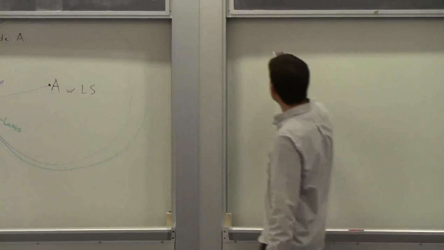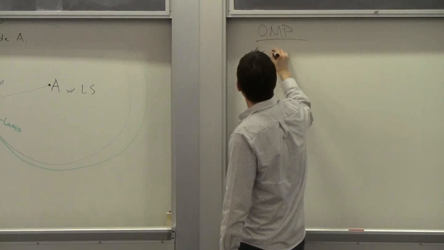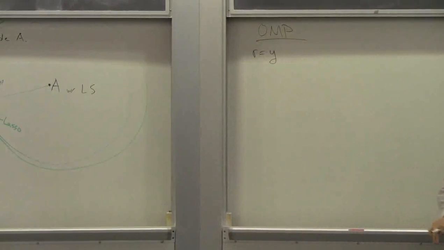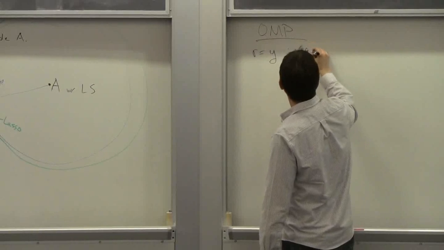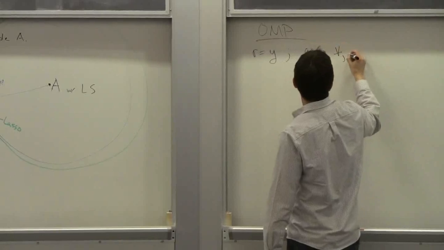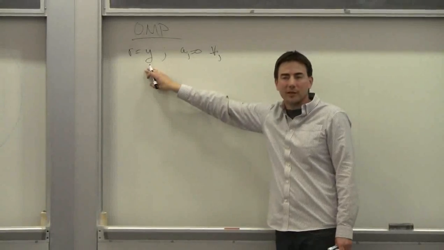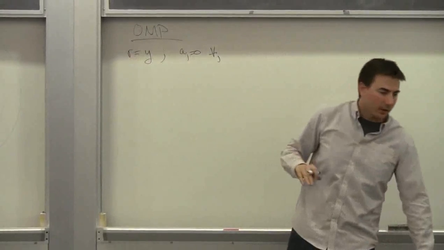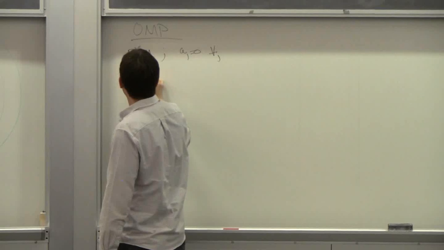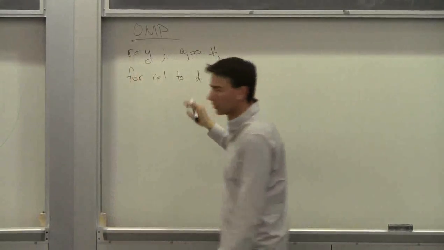Okay, so orthogonal matching pursuit. We're going to set this residual R to be y, and we're going to set a_j equal to 0 for all j. So we're going to set all the coefficients to 0, and we're going to try and explain this y with this residual, and initially we haven't explained anything. So this residual is still all of y. And then for i equals 1 to D or some number, we're going to repeat this.